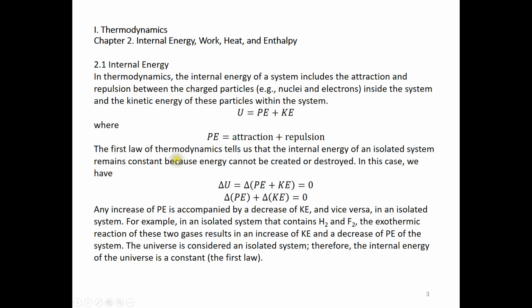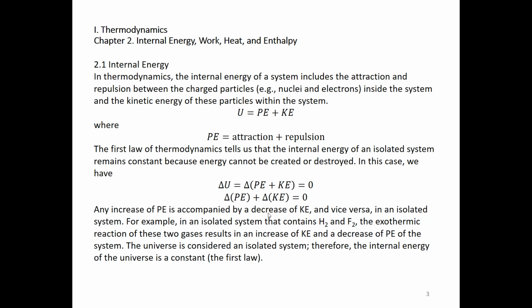The first law of thermodynamics tells us the internal energy of an isolated system remains constant because energy cannot be created or destroyed. In this case, we write delta U is 0 for an isolated system because U is equal to PE plus KE. Therefore, the change of the sum of PE and KE is always 0 for an isolated system. Any increase of PE is accompanied by a decrease of KE, and vice versa in an isolated system.